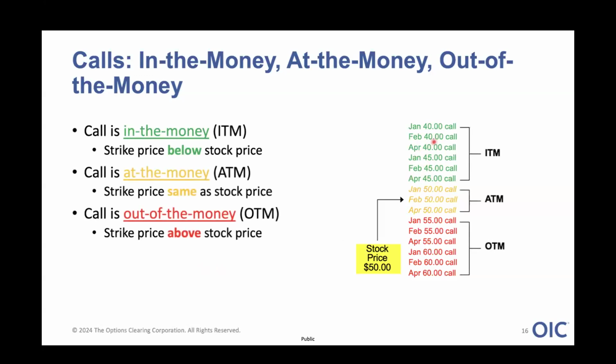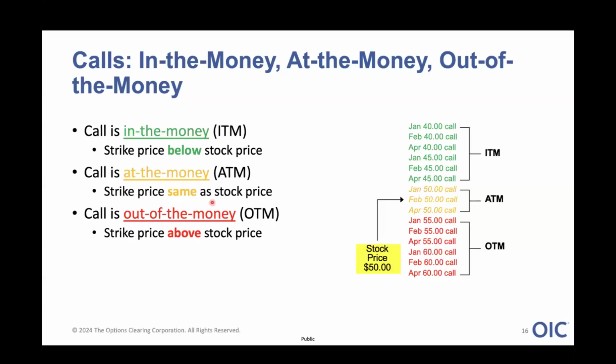So the 40 level calls, if I buy the Jan 40 calls, it's the right to buy this stock at 40, even though it's trading for 50. Well, this option is going to be $10 in the money. It's going to have at least $10 of premium and a little time premium left in them. So it's going to have both intrinsic and extrinsic value.